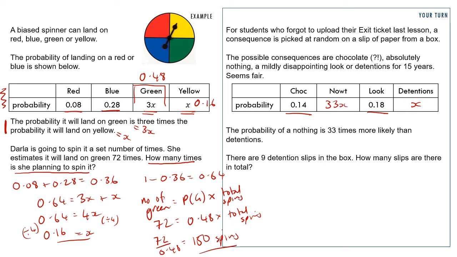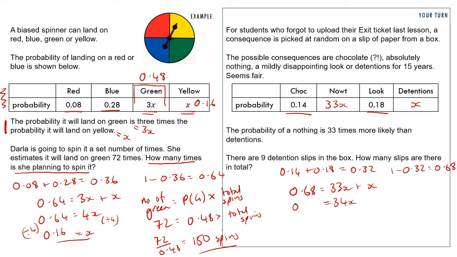Now we can follow similar steps to before. If we do the probability of chocolate and the probability of a disappointing look, that gives us 0.32. Take that away from 1 to find the probability of nothing happening or detention. So this is where we set up the equation. 0.68 is equal to 33x plus x.